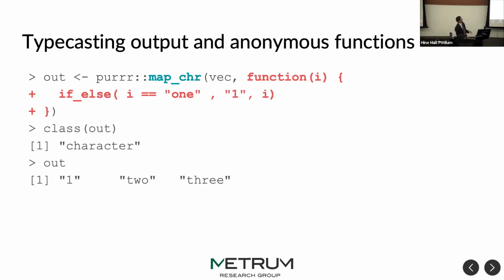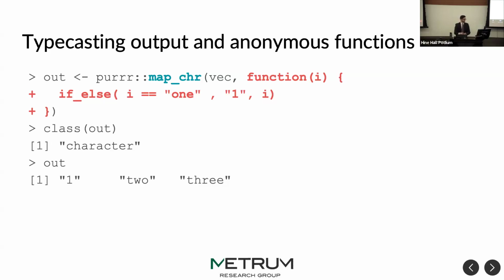One of those helper functions, map underscore chr. This will automatically typecast the output to character and return it as a character string. You can look in the help documentation for map and it will list all of these helper functions. You can also do it manually afterwards. That's fine too. There's no wrong way. There's no 100% correct way to code. You can do it a lot of different ways. It'll get you to the same point.